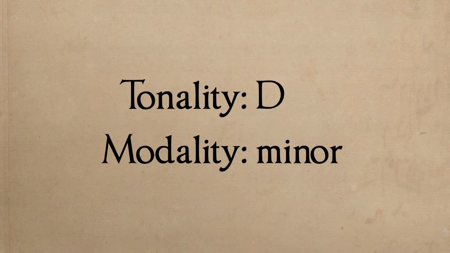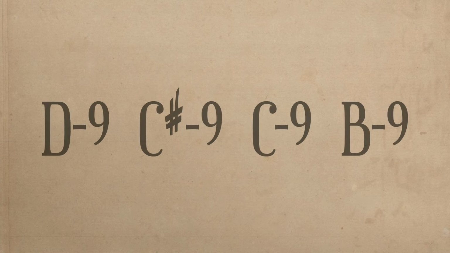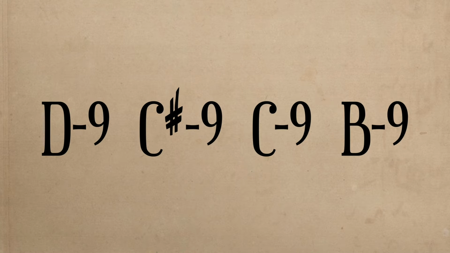The theme is set in the tonality of D with its mode being minor. Harmonically, the theme consists of only 4 chords, which are D minor 9, C sharp minor 9, C minor 9, and B minor 9.